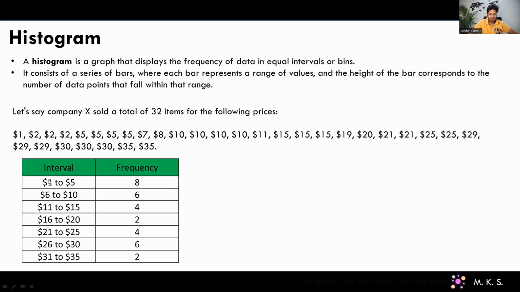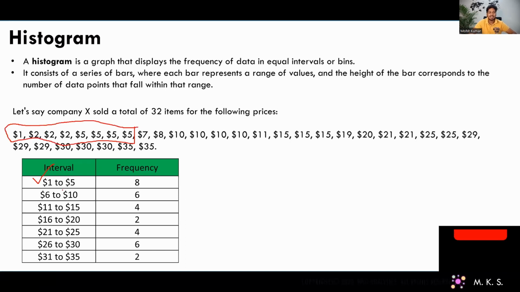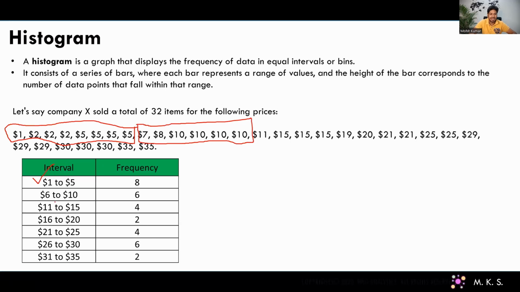Right? So now the first bin or interval we have is from $1 to $5. Now, how many numbers are there from our data? We have total 8 numbers, right? Which belong to this particular interval, right? Similarly, from $6 to $10, we have 6 numbers. You can check that out. Similarly, for the next interval, $11 to $15, we have 4 numbers, right? And then we'll keep on calculating the frequency or the numbers which are lying inside these intervals, right?